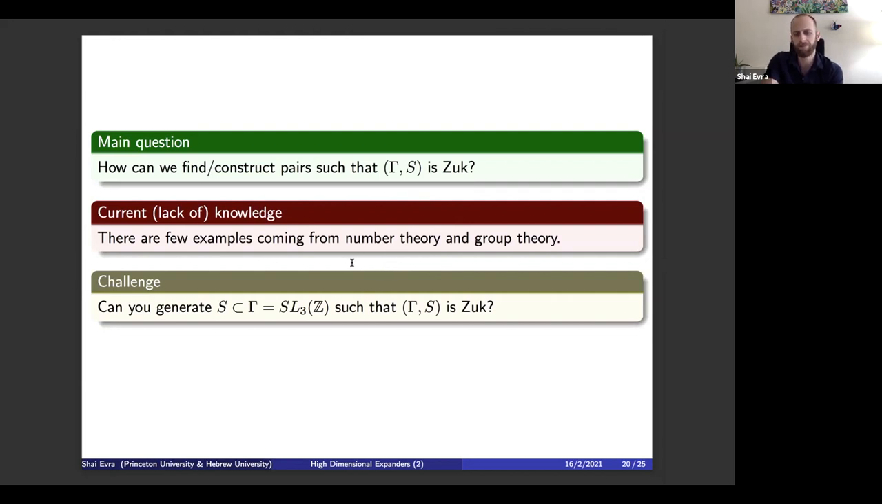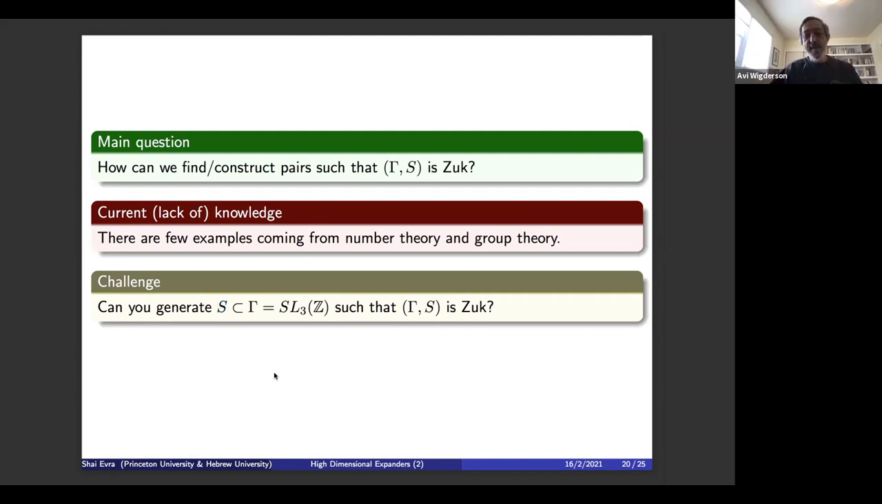But I think one can really ask, can you forget number theory and group theory, and come up with a different way to find a set S, say in the group of 3x3 matrices with integers, such that gamma S is Zhuk? Is there another way to construct Zhuk sets?